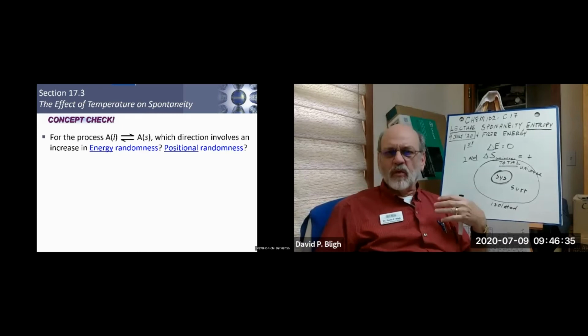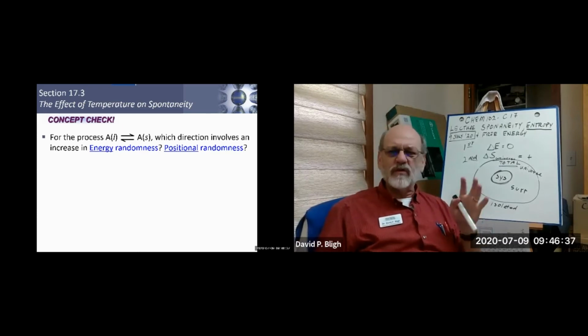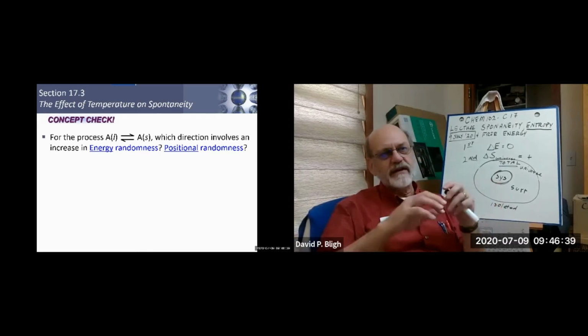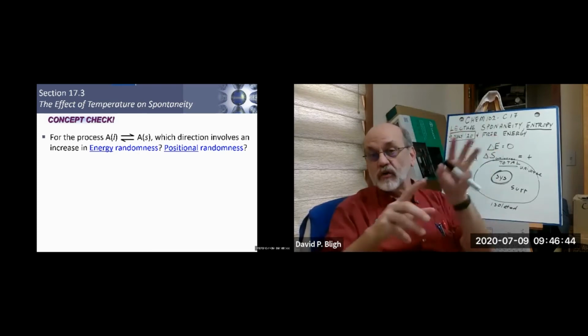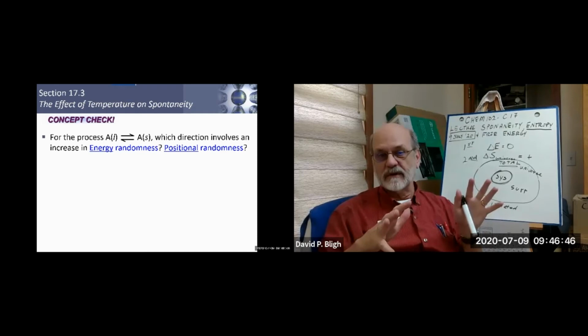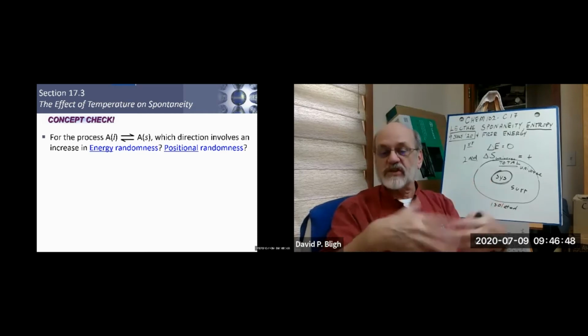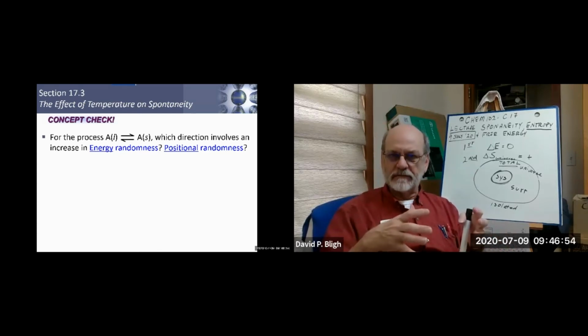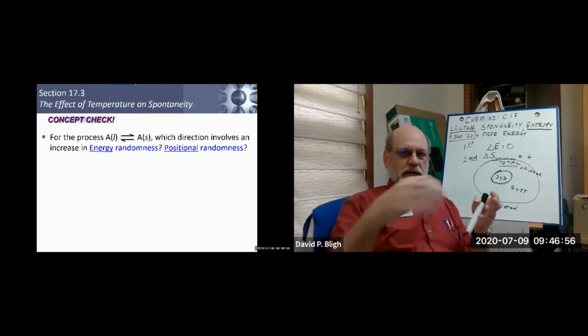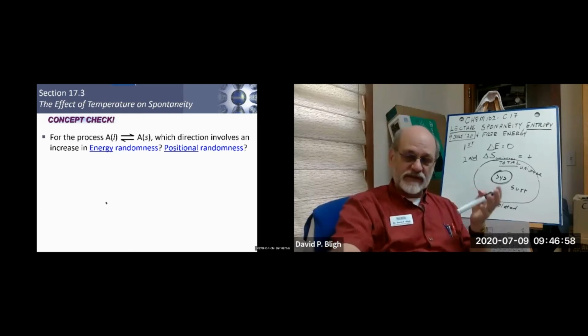Before, we were concerned primarily with positional randomness. That is, how many places can your molecules be at any one time? What positions can they occupy? That's positional randomness. But we can also apply that to energy randomness. So let's see if I can explain that.